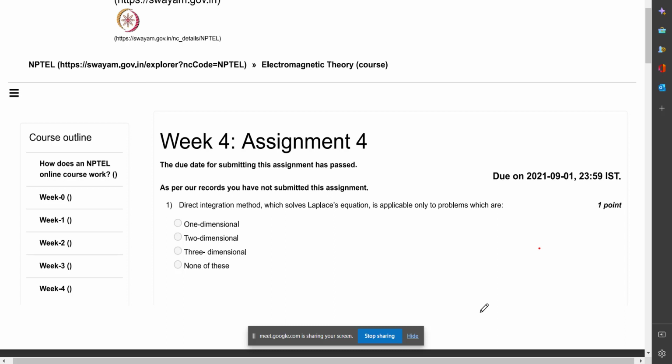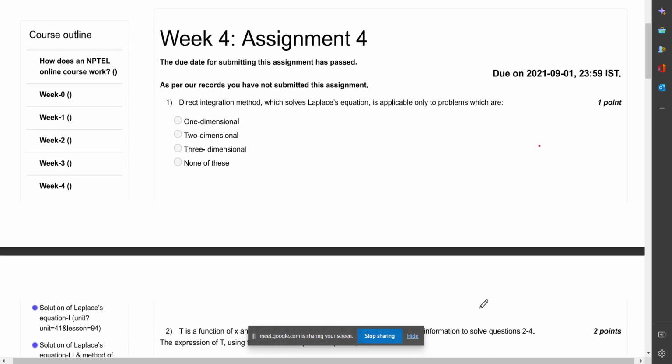For week 4, assignment 4, previous year's paper. The first question is for 1 mark. Direct integration method which solves Laplace equation is applicable only to problems which are: first option, one dimensional; second option, two dimensional; third option, three dimensional; fourth option, none of these. The question says that if a Laplace equation is given to us, then which dimensional equation can be solved using the direct integration method?